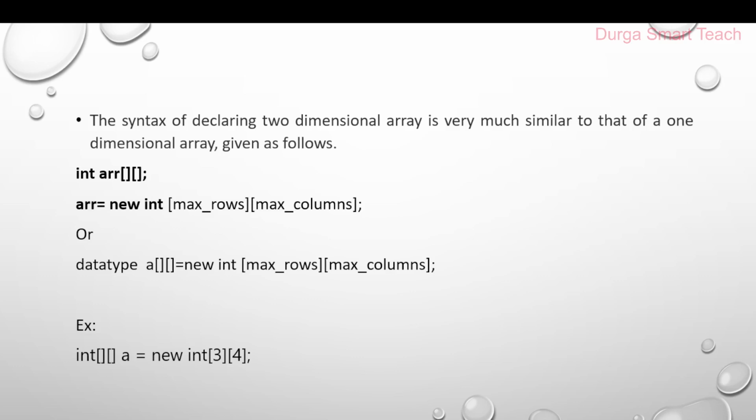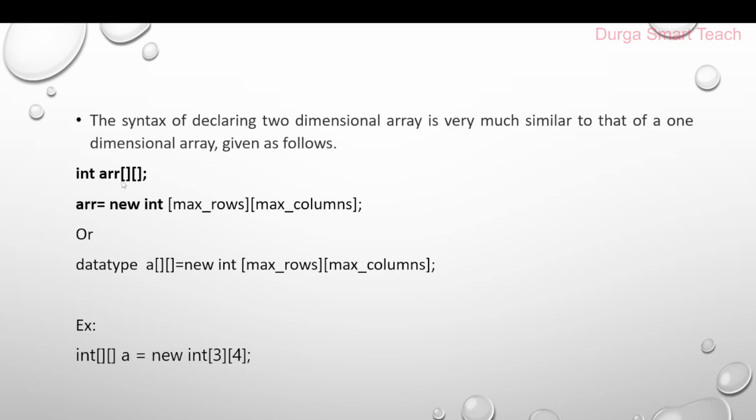The syntax is very similar to a one-dimensional array, okay? Data type, array name. Here it contains two subscripts. In a one-dimensional array, it contains only one subscript. The difference is it contains two subscripts, okay? So data type, array name with subscripts, and next array name is equal to new int of maximum rows, next maximum columns. Here you need to specify the row size and here you need to specify the column size.